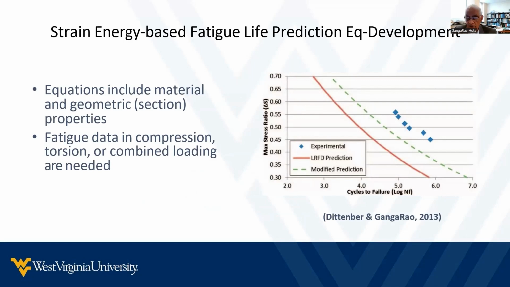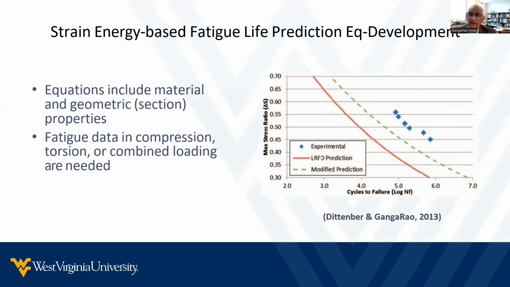I'm not going to get into those equation developments. However, what I want to point out to you is that the diamond shaped blue colored dots are the actual experimental values, whereas the dotted green line is the strain energy based fatigue prediction curve for which we have an equation. And the red line is based on the stress related fatigue response of a composite member.